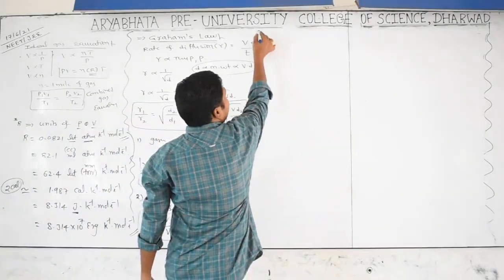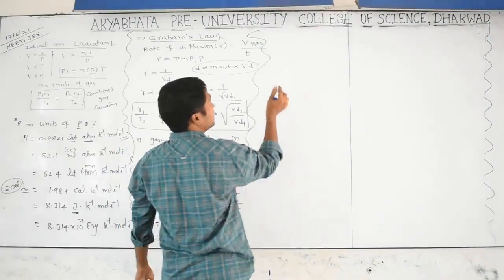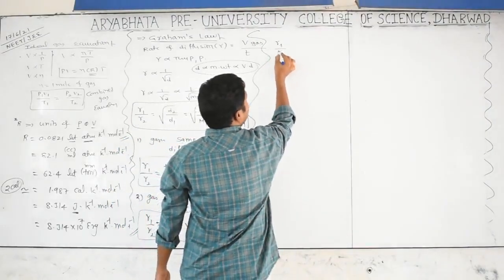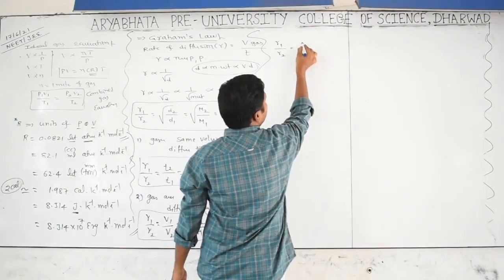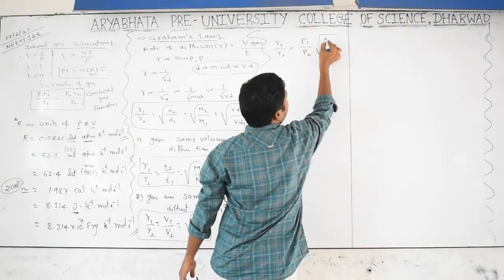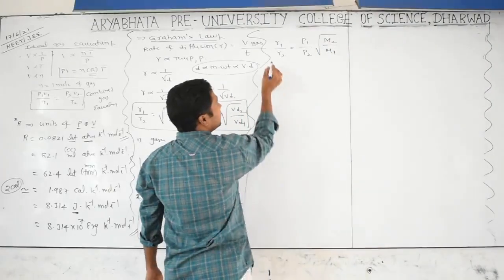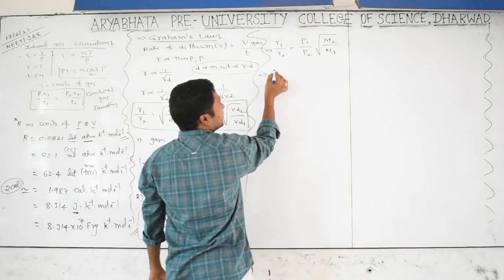The same rate is also affected by temperature and pressure. The rate of diffusion of the first gas by the second gas is equal to pressure of the first gas by pressure of the second gas, times the square root of molecular mass of the second gas by molecular mass of the first gas. Now, how is it related to temperature?